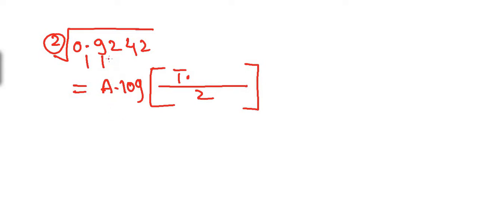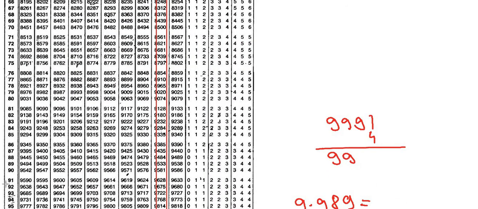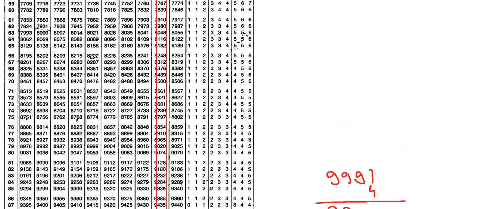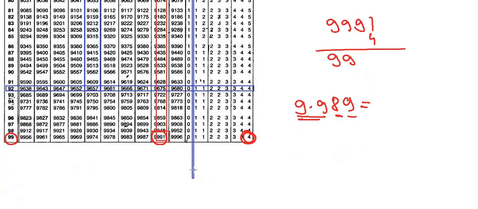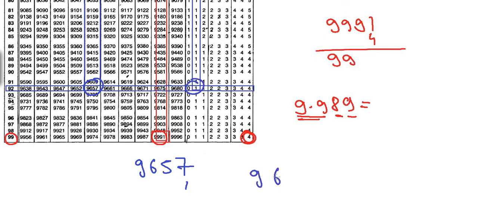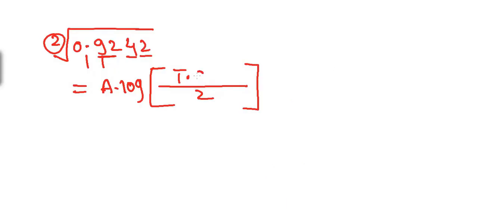Now to find the mantissa, the group of digits is 9242. Locate 92 in first column. This is 92. 4 in the first row, this is 4, and mean difference corresponding to 2. Okay, now the intersection is 9657 plus mean difference 1, that is equal to 9658. So let us write 9658 here.